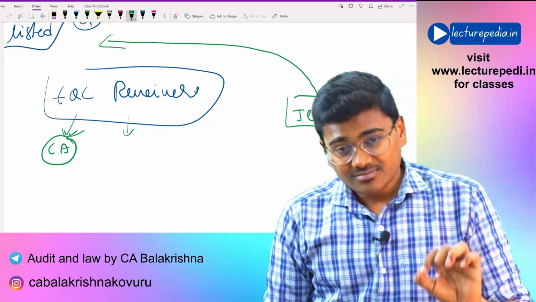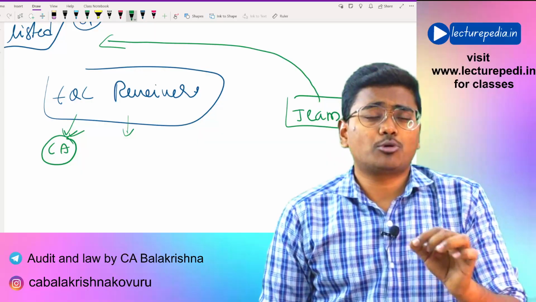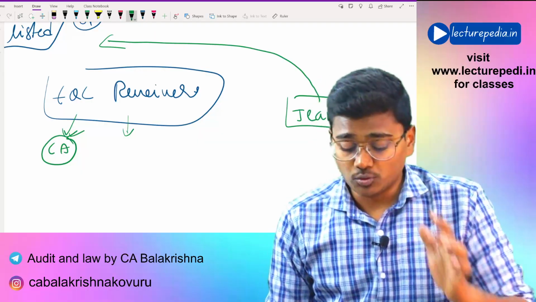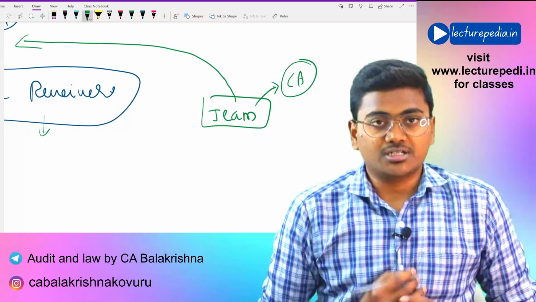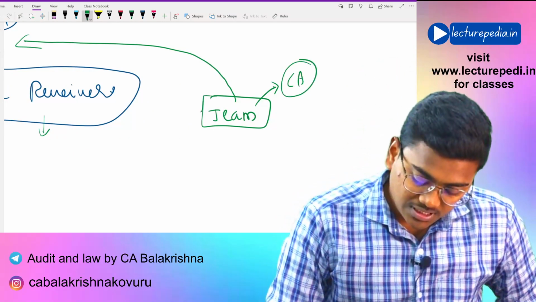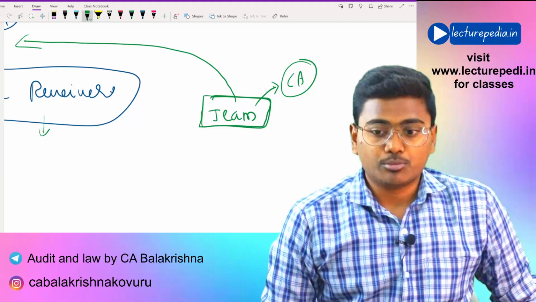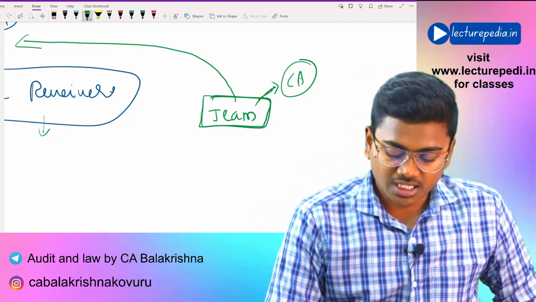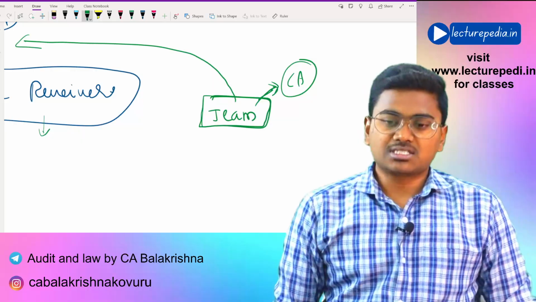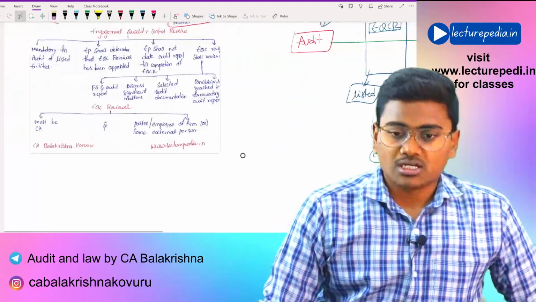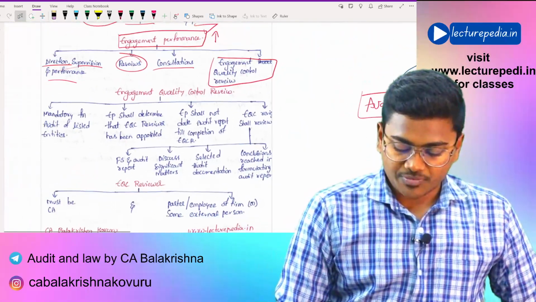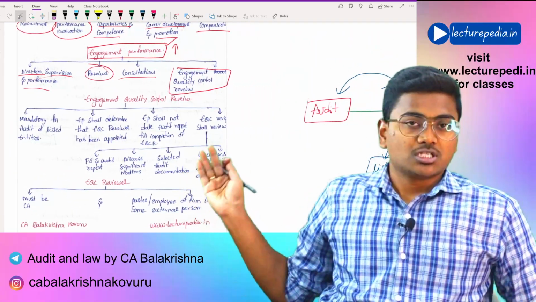In case a team of individuals has been appointed to conduct the engagement quality control review, this team must be headed by a chartered accountant. In this team there might be non-qualified people, but this team must be headed by a qualified chartered accountant. Hope this is clear. So this is the requirement related to engagement quality control review. I have discussed all those points here. You can go through those points.